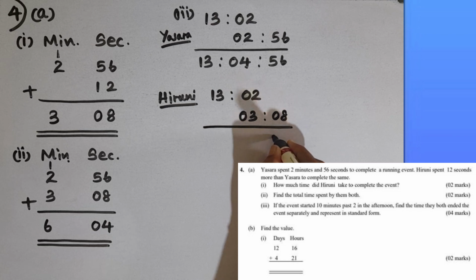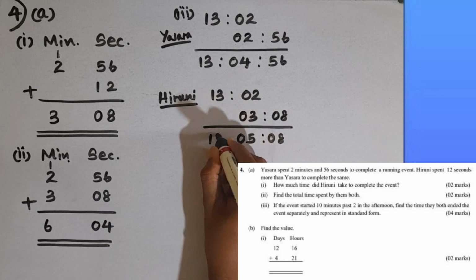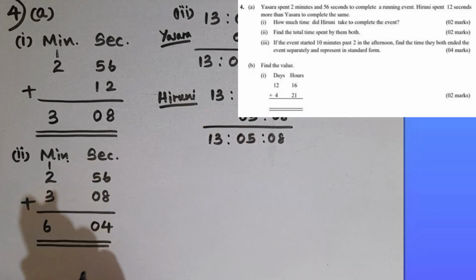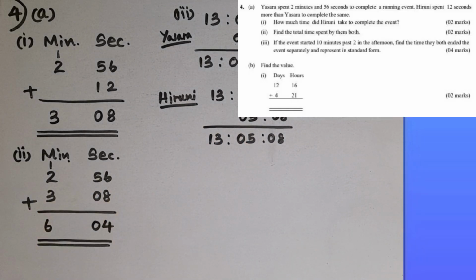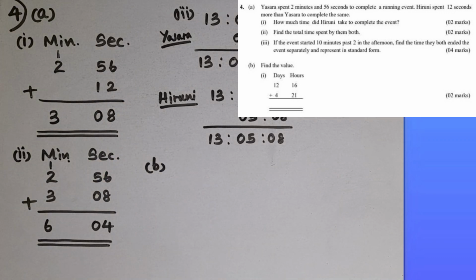Then take the addition. 8, here 5, then 13. 13 hours, 5 minutes 8 seconds. Then in B part, we are asking to do this simplification.